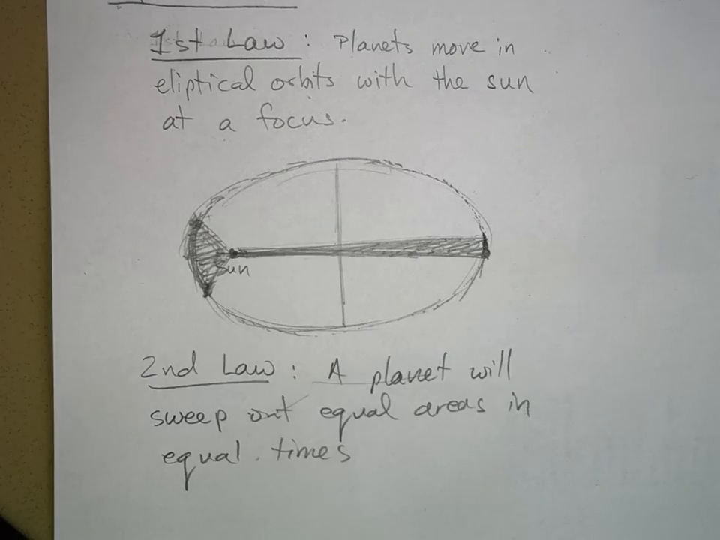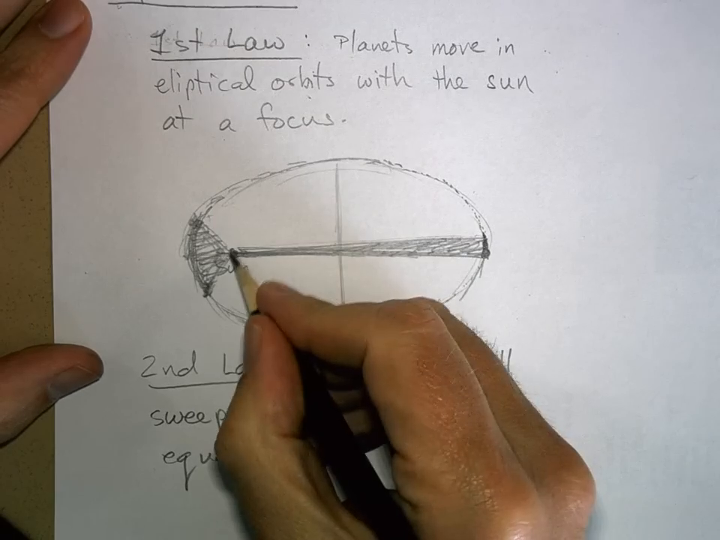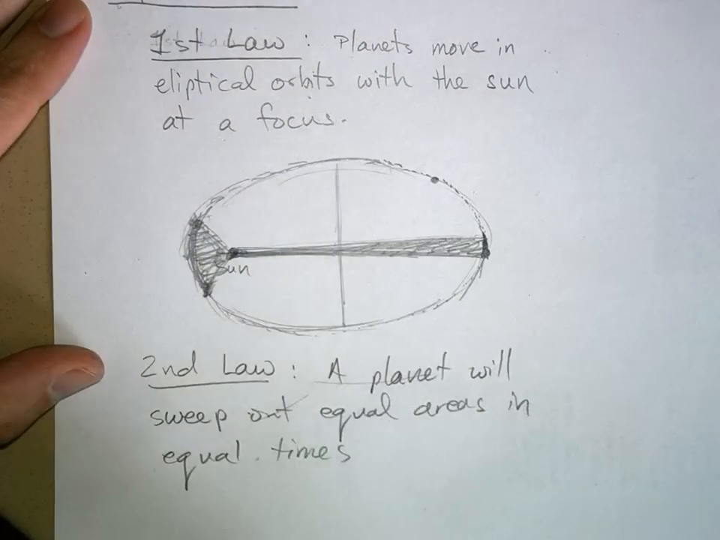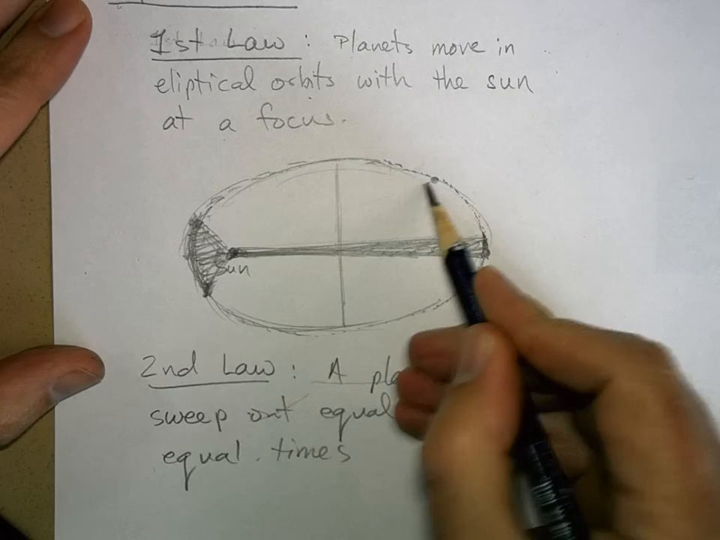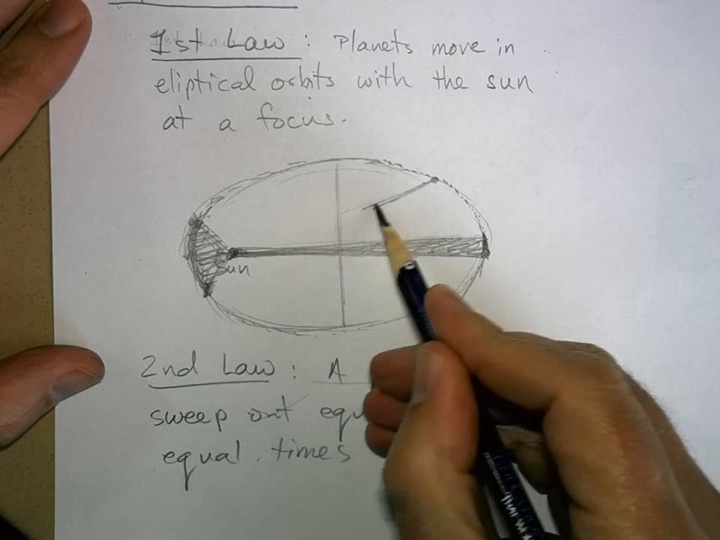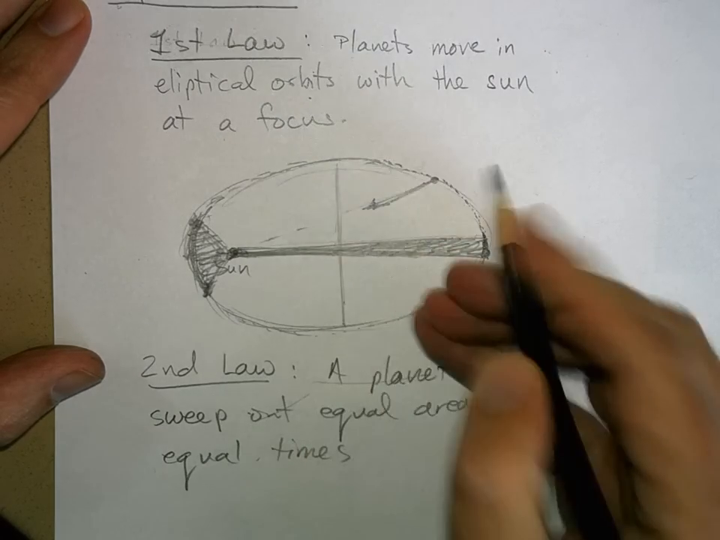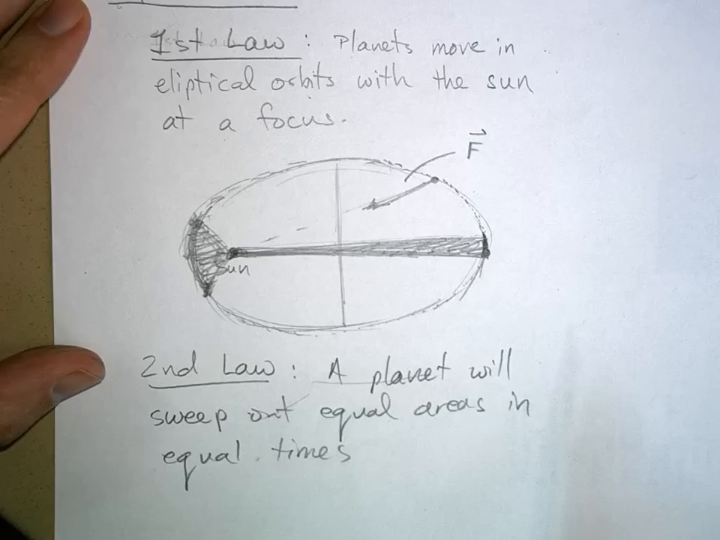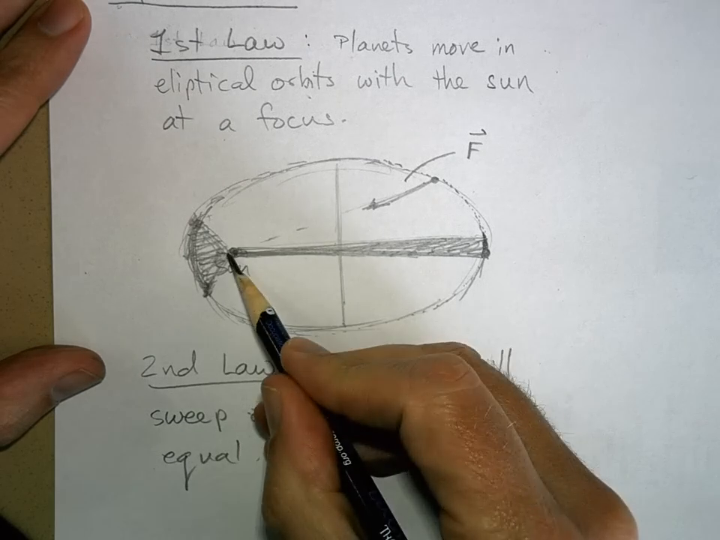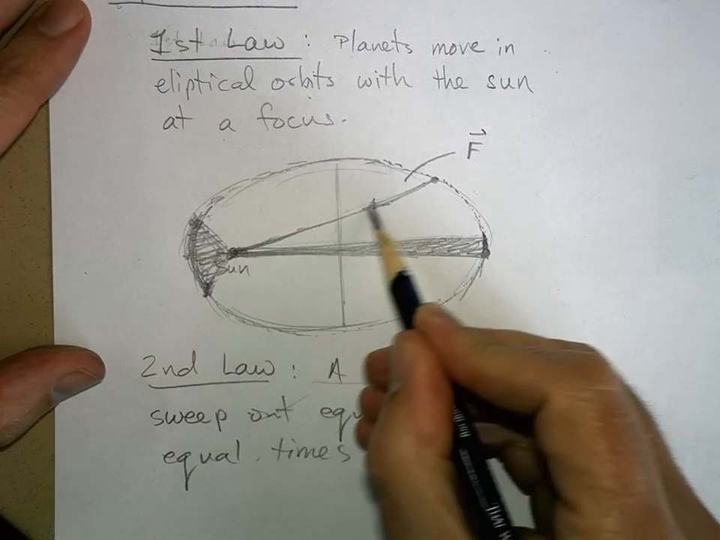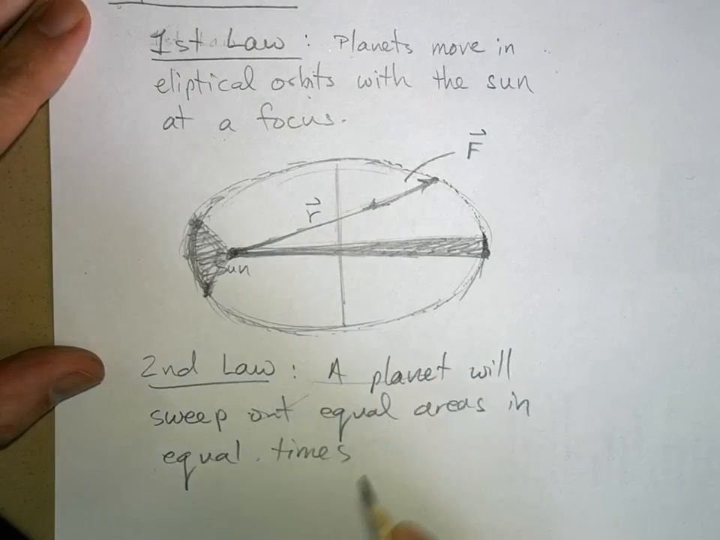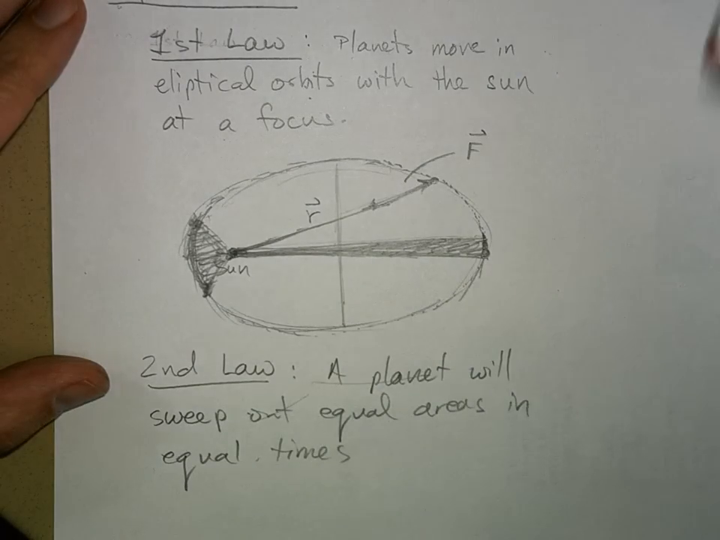Kepler didn't really prove it, he just observed it. He said, hey, I noticed that this is true. Anyway, notice something here. Here's the sun, and here's my spacecraft, okay? And it's going to pull on it with gravity. So here's my force. And here's my position vector r from the sun out here. So here's r.